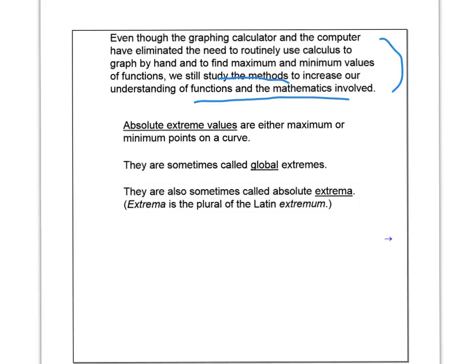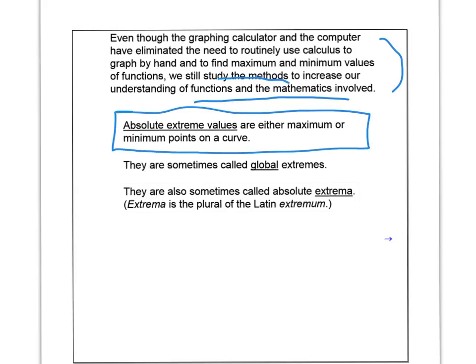So let's start with this word, absolute extreme values. Absolute extreme values are the maximums or minimum points on the curve. The word absolute is used by the AP test often, and sometimes, about 30% of the time, they will interchange the word global. You have to know that these words are linked. Absolute and global mean the exact same thing. They are the highest of the high points, and extremes could be low too. They are the lowest of the low points.